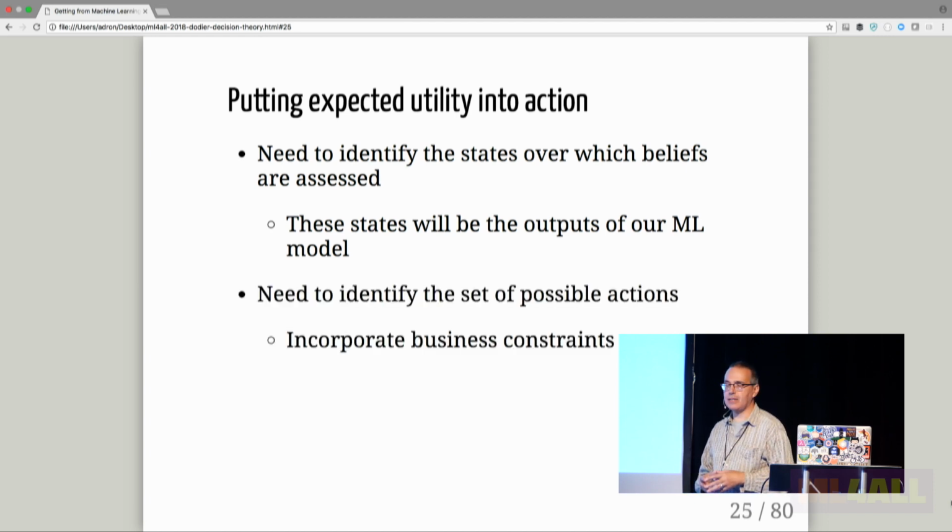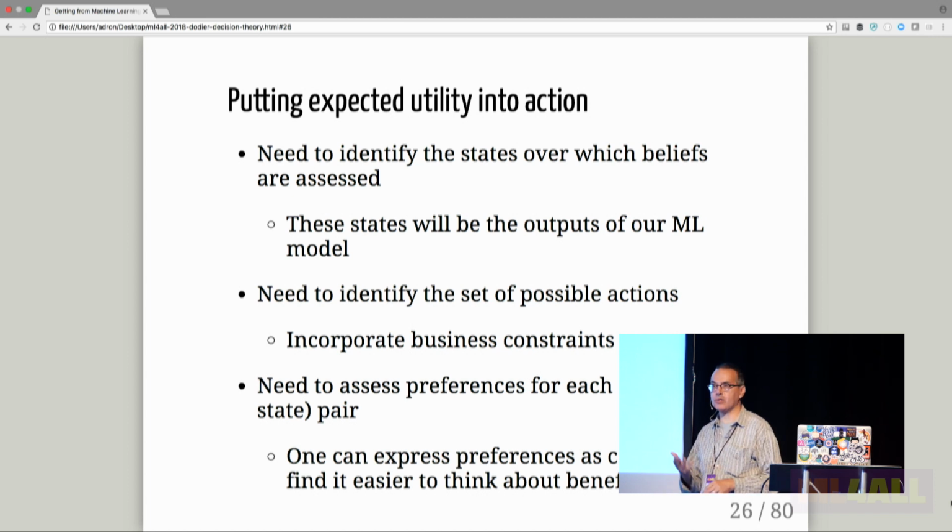We also need to identify the set of possible actions. So for any particular situation, we can have as many alternative actions as we wish. And these, again, what we consider to be the possibilities are going to be a representation of what we think about how the problem works. So we can bring business requirements into the picture this way. And for each pair of the possible action and the possible outcome, we need to assess the utility. That is to say, we need to assign a value to it.